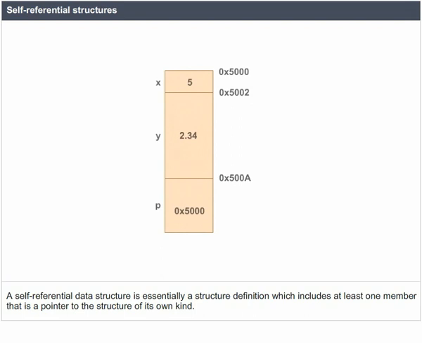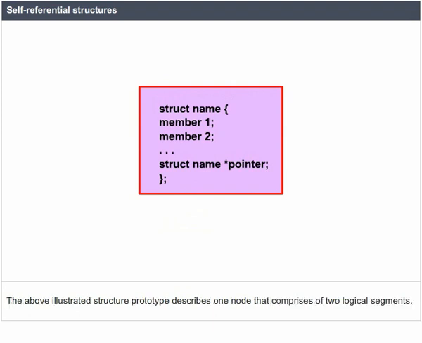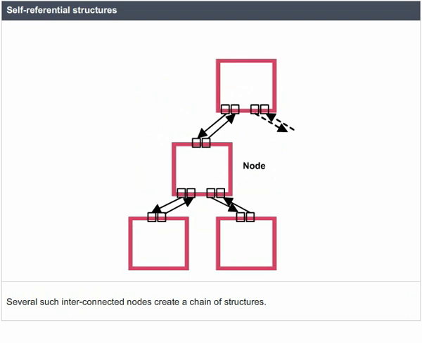A self-referential data structure is essentially a structure definition which includes at least one member that is a pointer to the structure of its own kind. A chain of such structures can thus be expressed as follows. The above illustrated structure prototype describes one node that comprises two logical segments. One of them stores data or information and the other one is a pointer indicating where the next component can be found. Several such interconnected nodes create a chain of structures.